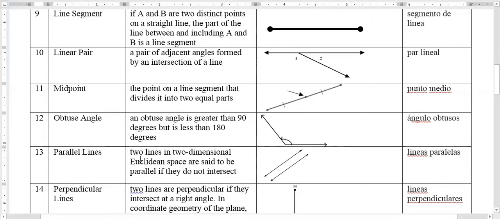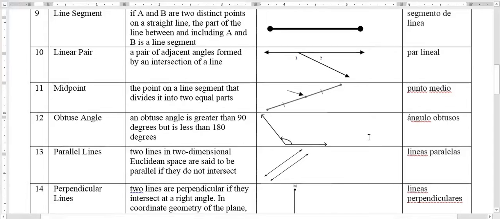Parallel lines, number 13. Two lines in two-dimensional Euclidean space are said to be parallel if they do not intersect. So here, parallel lines, they will never touch. They will go on forever and ever and never intersect.